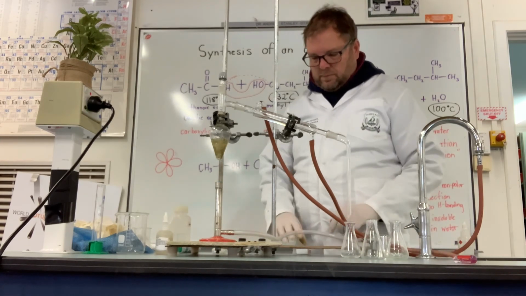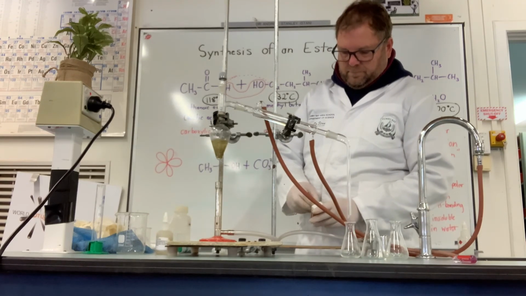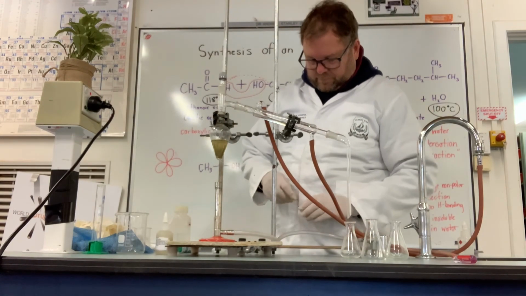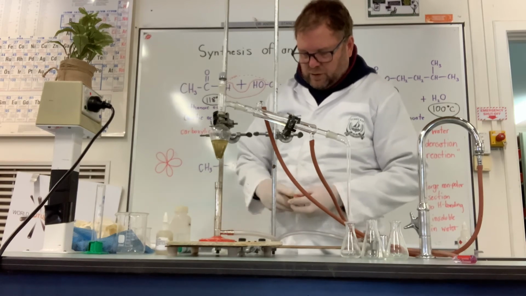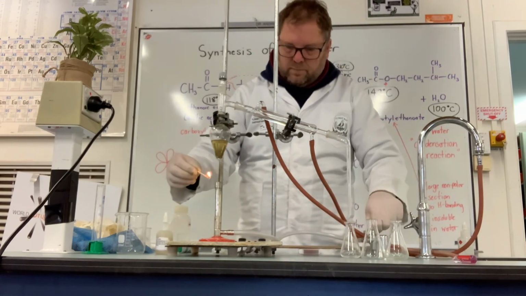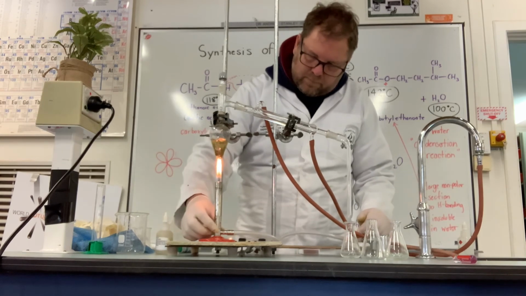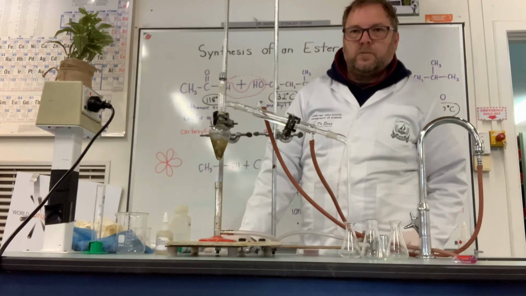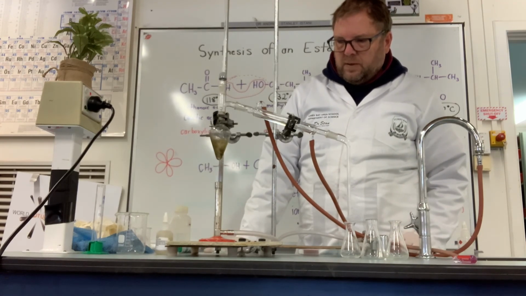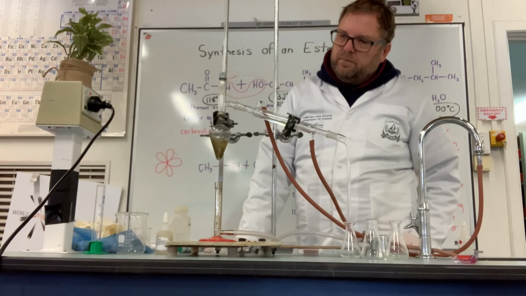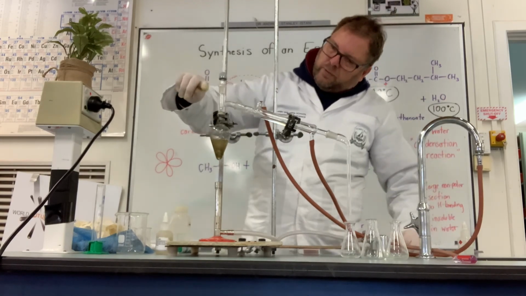Oops. Bunsen burner just went out. Back onto the orange flame. Dodgy matches. There we go. That black colour is just on the outside of the flask because I had it on the yellow flame for a bit. So at the moment, we can see all the vapours up in here.